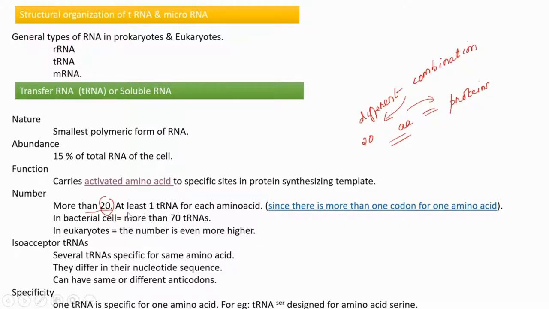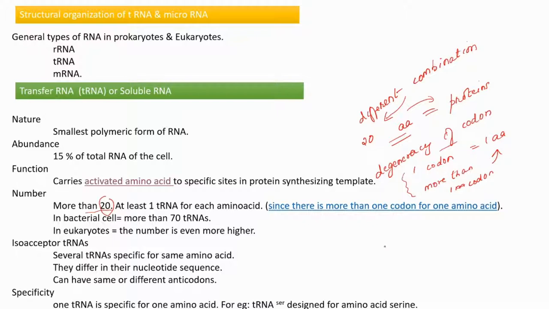And this clearly means that at least one tRNA should be there for each amino acid. Regarding the codon, I explained it very simply, and regarding that codon, it is not the case that there is only one codon for one amino acid. Instead, more than one codon is there for one amino acid. This phenomenon is called degeneracy of codon, or degenerate codon.